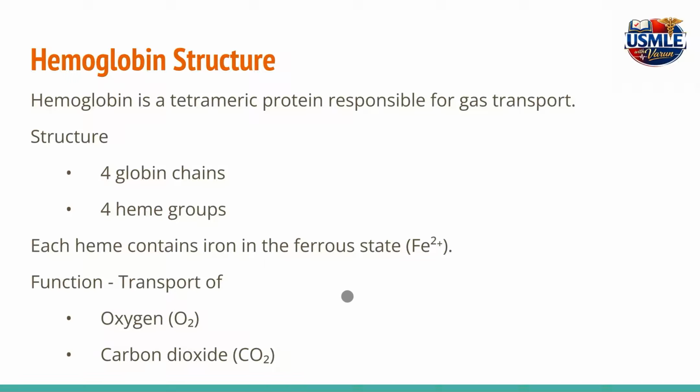And this Fe+2 form is essential for oxygen binding. This structure allows the hemoglobin to efficiently transport oxygen and carbon dioxide throughout the entire body.